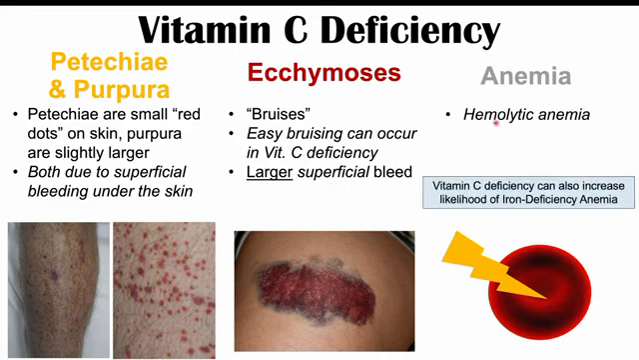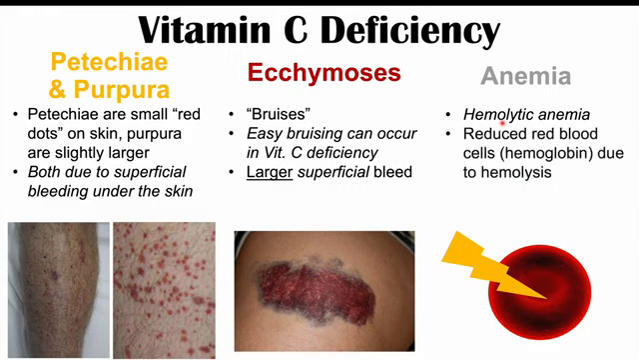So hemolytic meaning breakdown of the red blood cells themselves. So it's reduced red blood cells or reduced hemoglobin due to hemolysis. So it's a destruction of red blood cells. And because of anemia, we can see signs and symptoms of anemia.